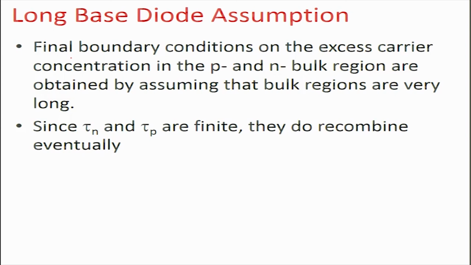Secondly, since tau n and tau p are finite numbers, there is a finite lifetime of carriers. The carriers do recombine eventually, at some point they do recombine. So we can say that delta Pn at plus infinity is equal to 0 and delta Np at minus infinity is equal to 0, which means whatever minority carrier concentration you had at the boundary of the depletion region with respect to bulk region, it goes down to equilibrium concentration eventually, because the perturbation becomes equal to 0.